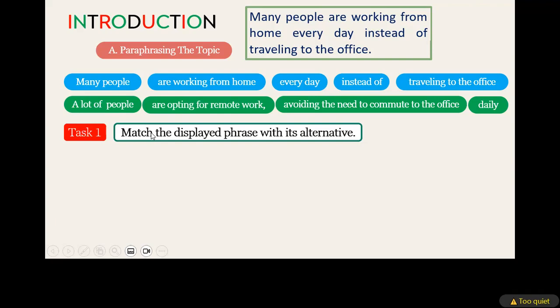Okay, now what are we going to do? Match the displayed phrases. I will give you some phrases with their alternatives. These are the alternatives here. I'm going to give you phrase by phrase, and you tell me which phrase it goes with. For example, number one: as a replacement for. Which word or phrase equals as a replacement for?